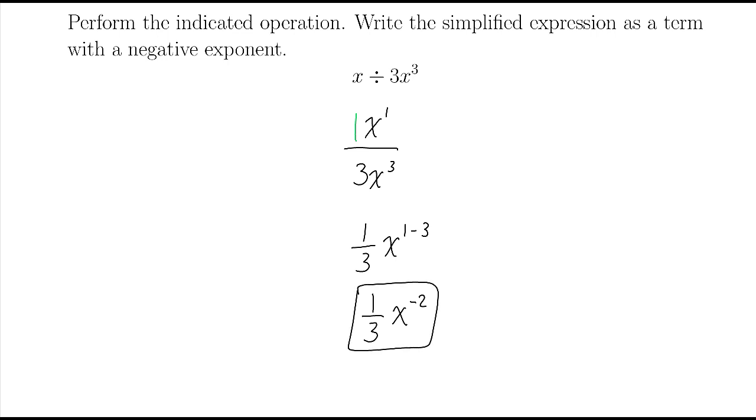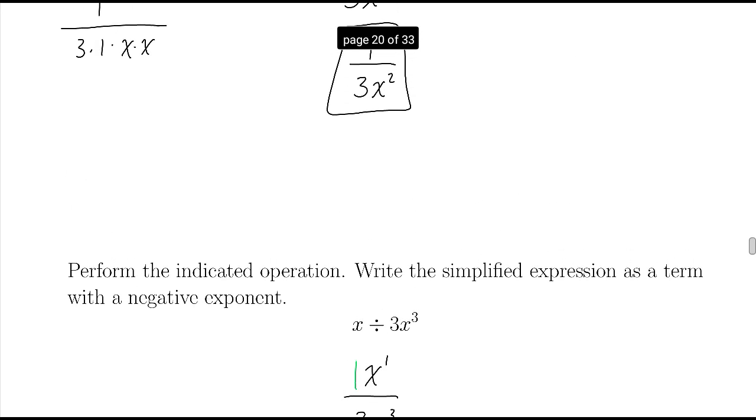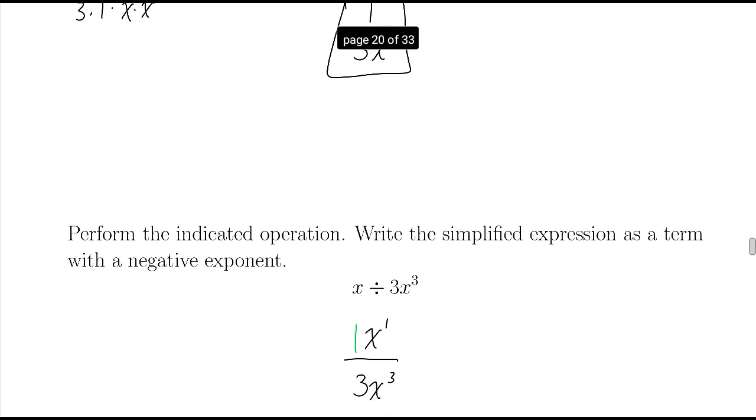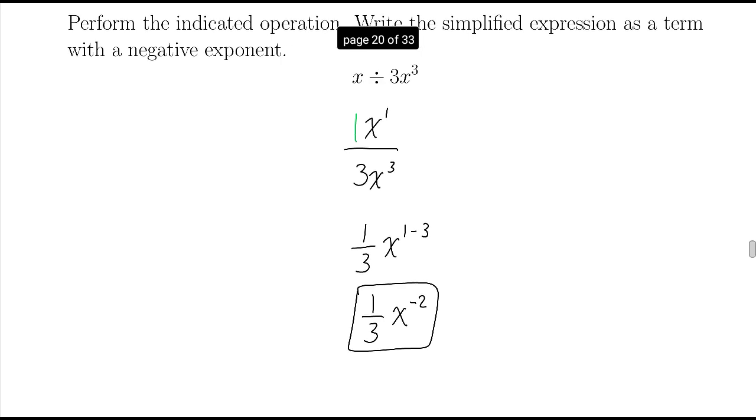These two expressions, 1/3 x to the -2 power and 1 over 3x squared, are exactly the same thing. They mean the same thing. The context in which they appear may be different, but they are actually equivalent.